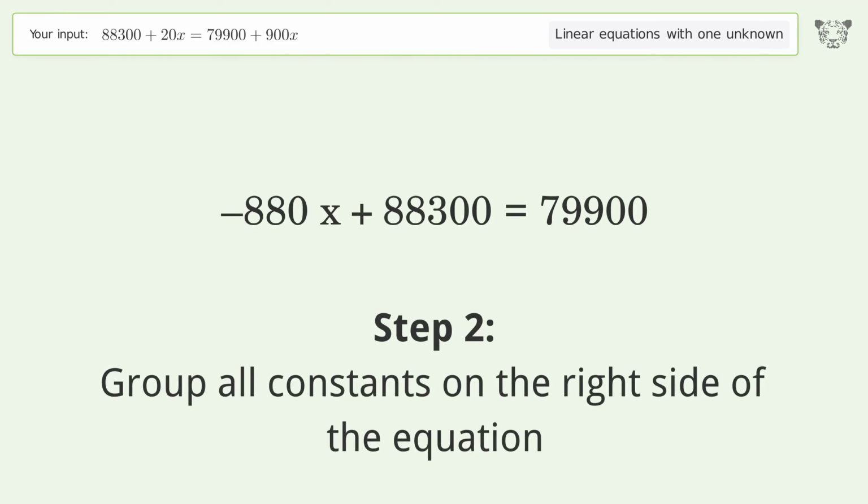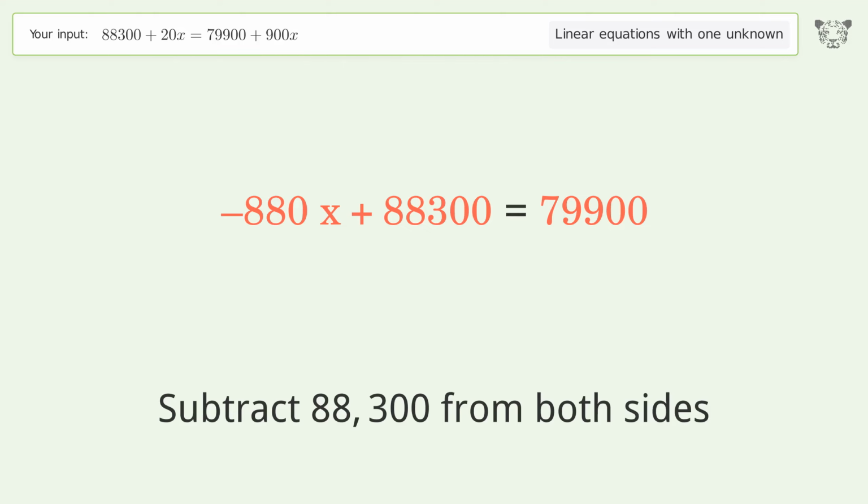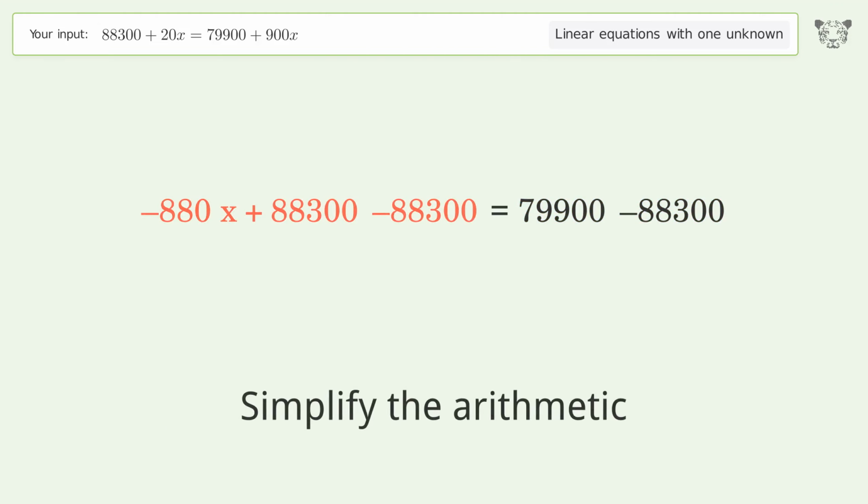Group all constants on the right side of the equation. Subtract 88,300 from both sides. Simplify the arithmetic.